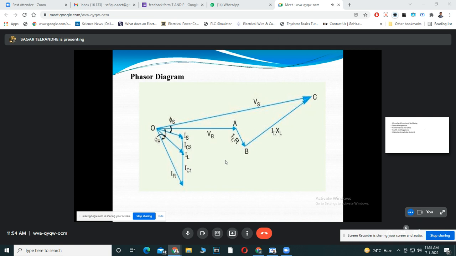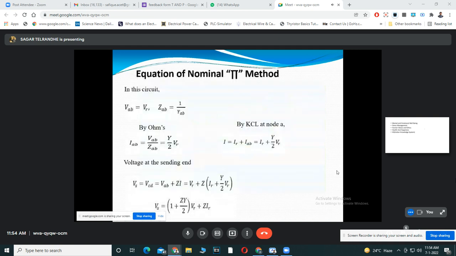Thus, we can say that the consideration of the complete power system, the transmission line, into a nominal pi and nominal T network helps us with the calculation of certain parameters that are needed to plan a transmission line, which is done by many companies and by electrical engineers. So it becomes one of the most important aspects.